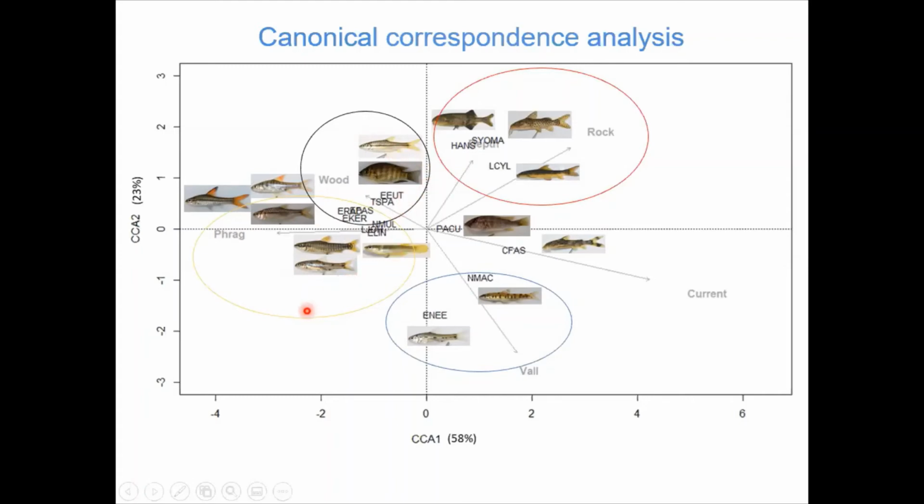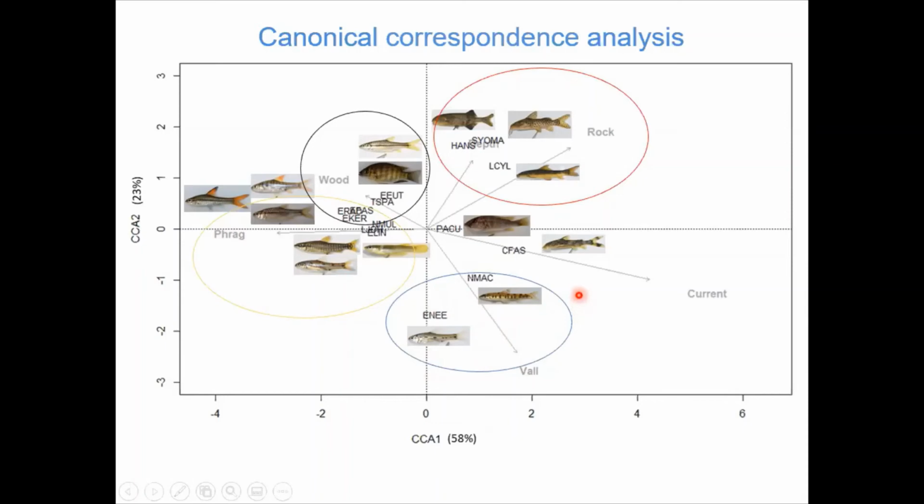We had 3 species, Nannocharax multifasciatus, Enteromius lineomaculatus, and Leucostiba johnstoni, grouped strongly with the Phragmites habitat. And then we had 3 species, Enteromius radiatus, Enteromius fasciolatus, and Enteromius kerstenii, grouping in between both of those. We had 2 species grouped strongly with the Vallisneria habitat, these being Nannocharax macropterus and Enteromius neefi.